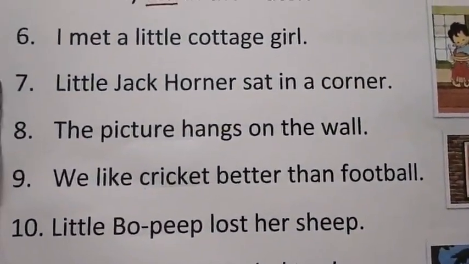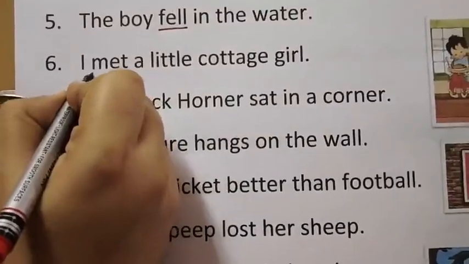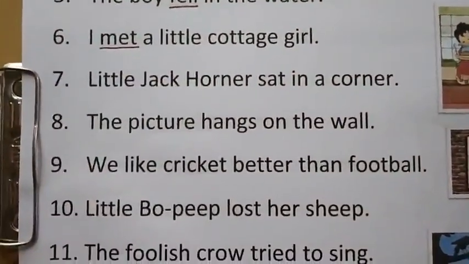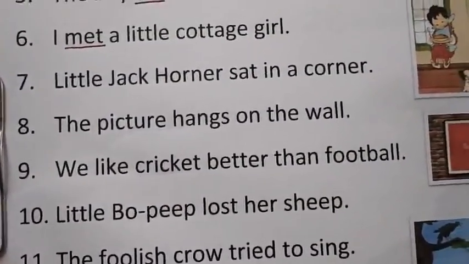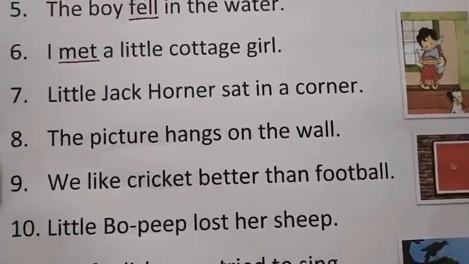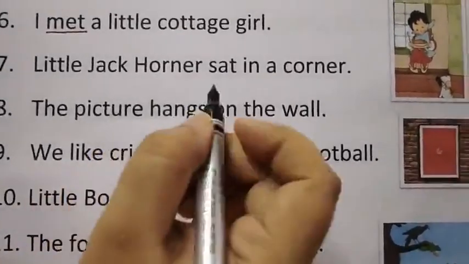I met a little cottage girl. What is the verb here? Met. Please underline met. Little Jack Horner sat in a corner. What is the action performed by the boy? What is the verb here? Sat.